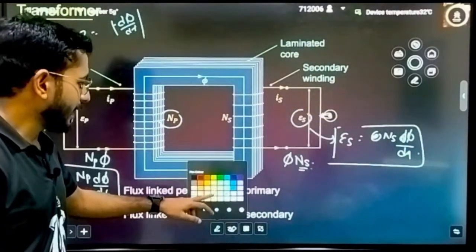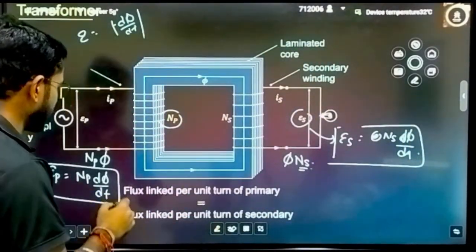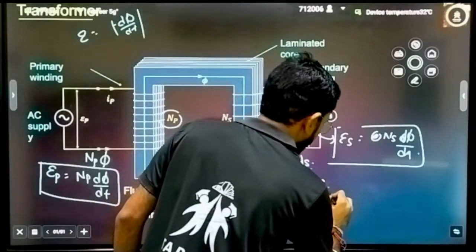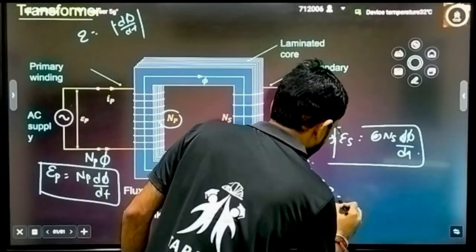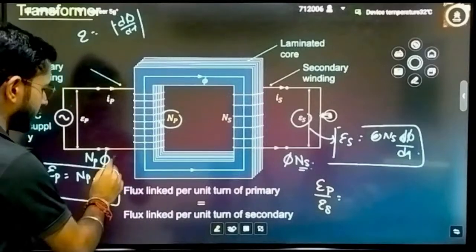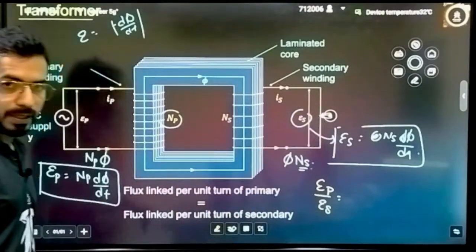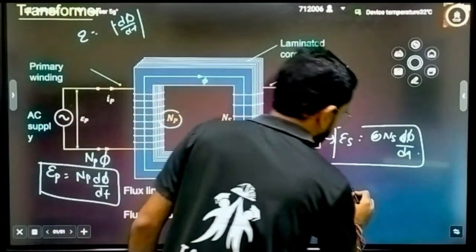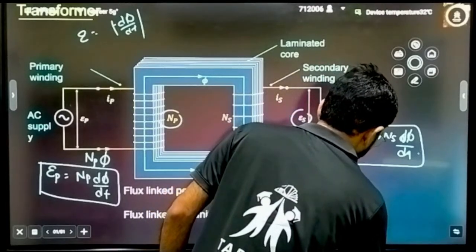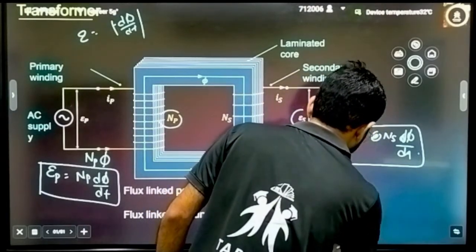Now take the ratio of EP by ES. What will be coming? This d phi by dt and this d phi by dt are going to cancel out, and the resultant will be NP divided by NS.